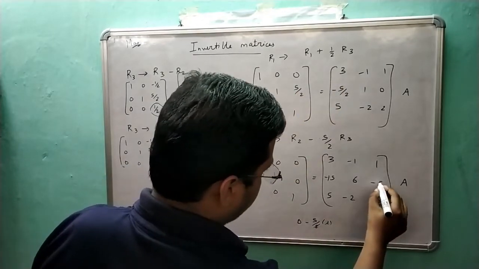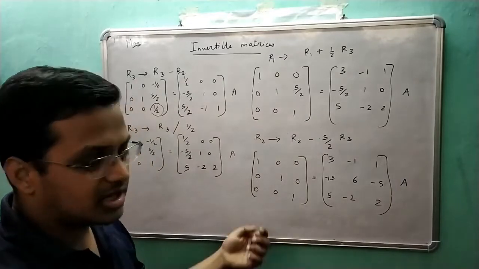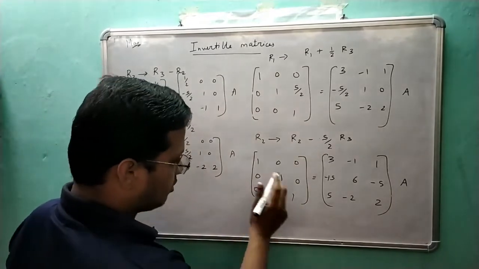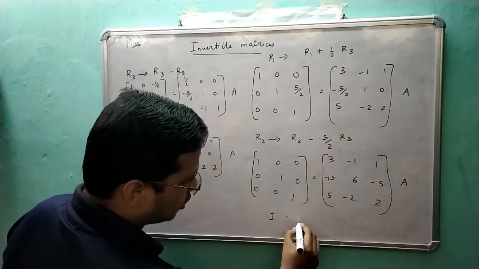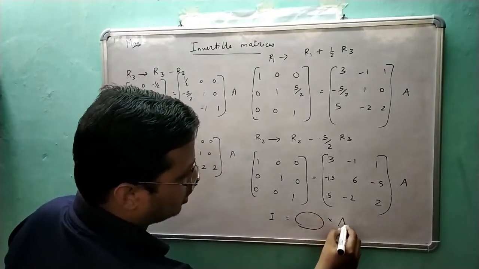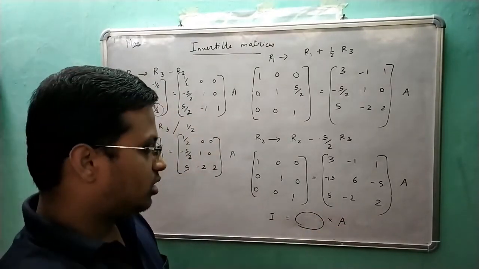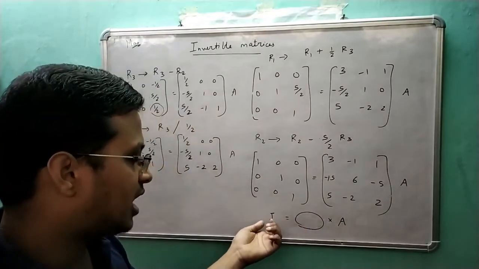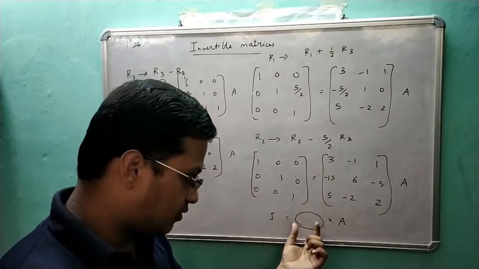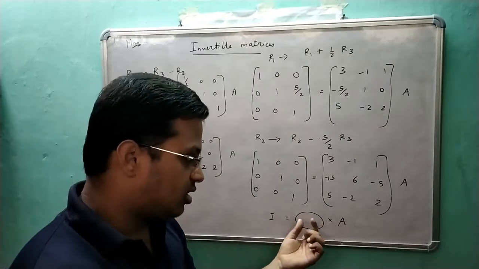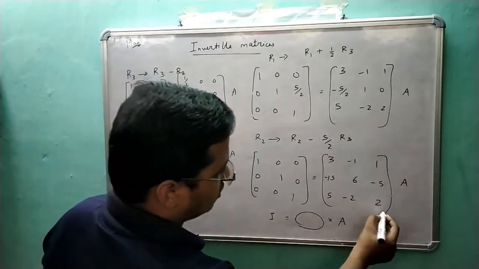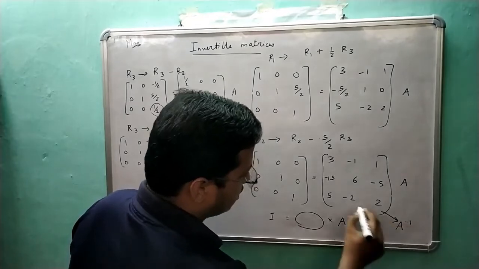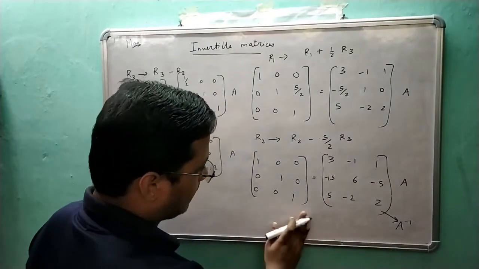So minus 5. Now as you can see, in LHS we have got the identity matrix. So I is equal to some matrix into A. And as you know, if we multiply a matrix with some other matrix and we get an identity matrix, whatever matrix we have got is the inverse of A. So this matrix is A inverse and this is our answer.